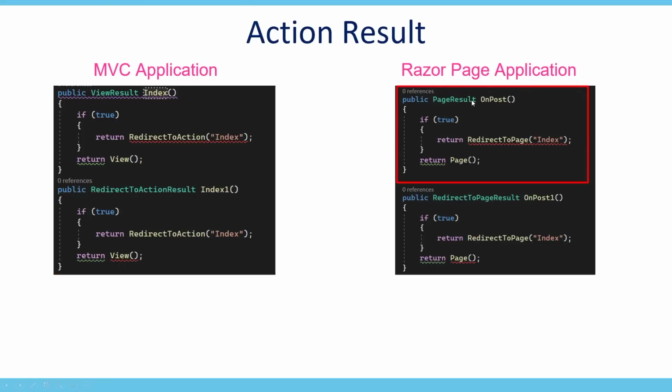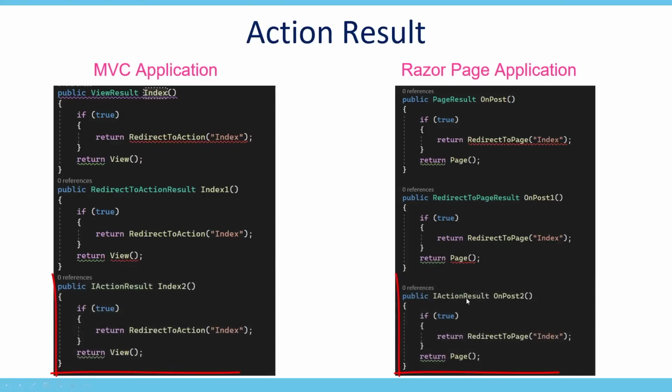If you are working on Razor Pages and you have the same situation, if you use PageResult, then return page will work, but redirect to page will fail. And if you use RedirectToPageResult, then return page will fail. So what is the solution to all of this? The solution is to use IActionResult in both the places. Because this is a parent class, it does not care which of its implementations is being returned, it will be able to handle all of them.